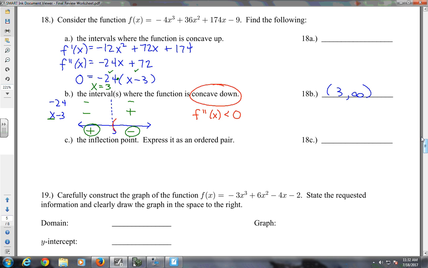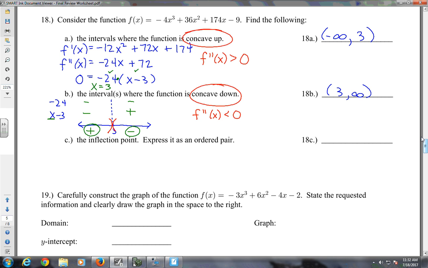Okay, zip back up here to 18a. Where is it concave up? A function is concave up where your second derivative is positive. Our second derivative is positive here on the left side of our graph. So if I find the leftmost point of that interval, clearly there's not one, so we call it negative infinity, up to the rightmost value there, which is 3. Okay, so our graph is concave up and then concave down.